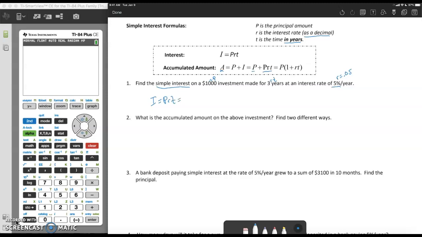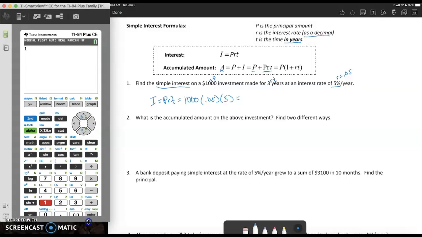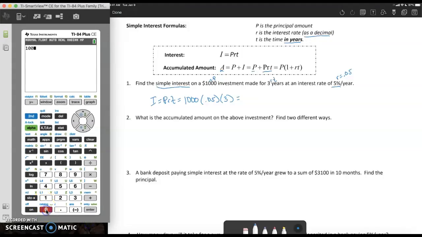To find I, I'm going to take the principal times the rate, 0.05, times the time, 3. And these are going to get complicated fairly quickly, so I encourage you to use your calculator. Let me pull my calculator up and make it a little smaller.